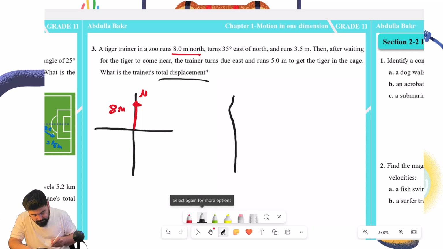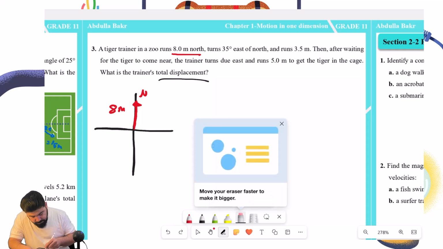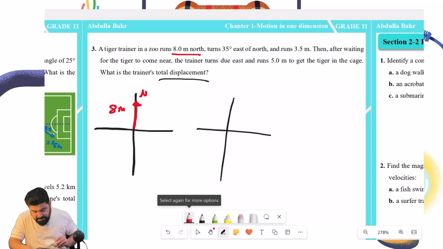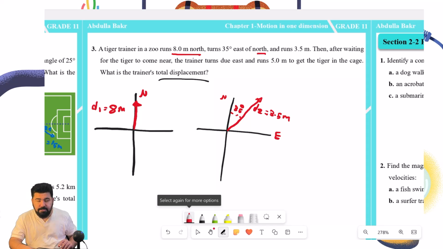The second one, guys, it says turns 35 degrees east of north. Okay, so this is east and this is north. It says east of north. What is the second direction that is mentioned? Of course it's north, so it's going to be 35 degrees, and then d2, let's call that d2, is equal to 3.5 meters. This one is d1 and is equal to 8 meters.